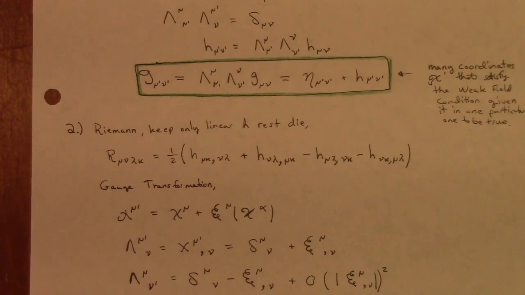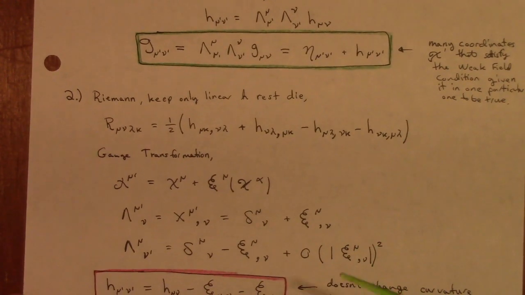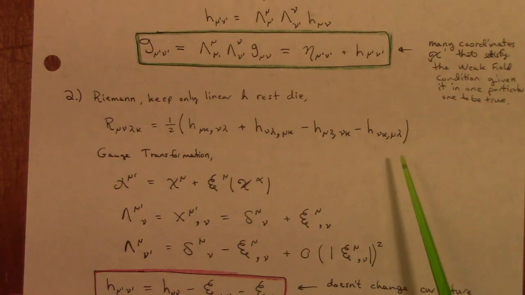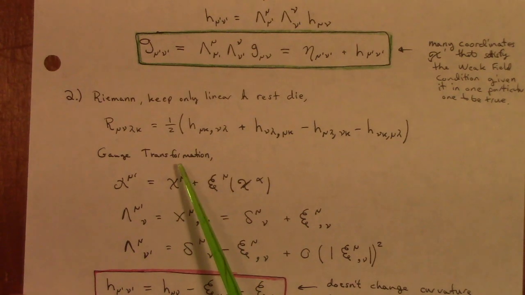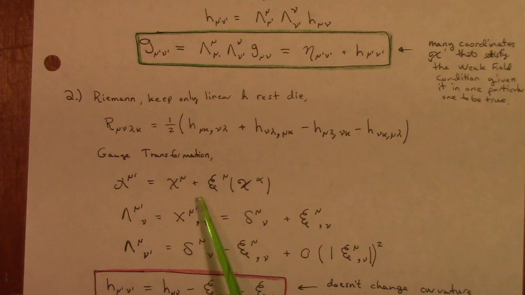He says, Riemann, keep only linear H, the rest die, so he gets to that pretty quickly. He says, well, you can do a gauge transformation, you can replace the coordinates and the local Lorentz transformation, I think, like so, and you have this freedom, doesn't change the curvature, doesn't change the physics, and after some calculation, you can see that.